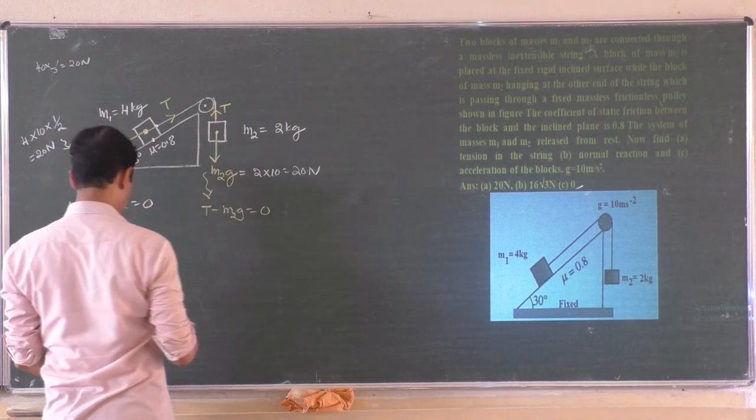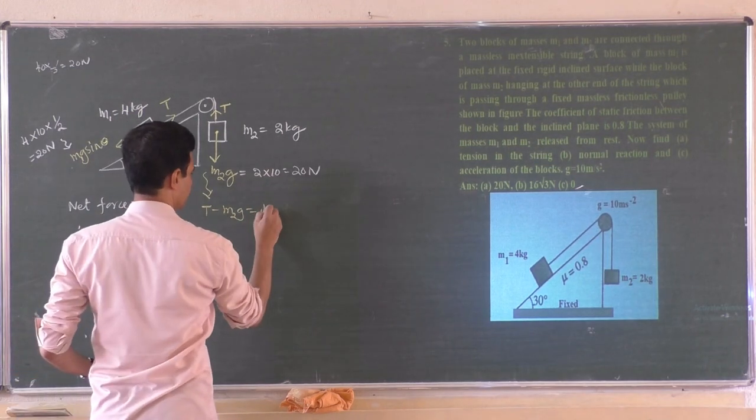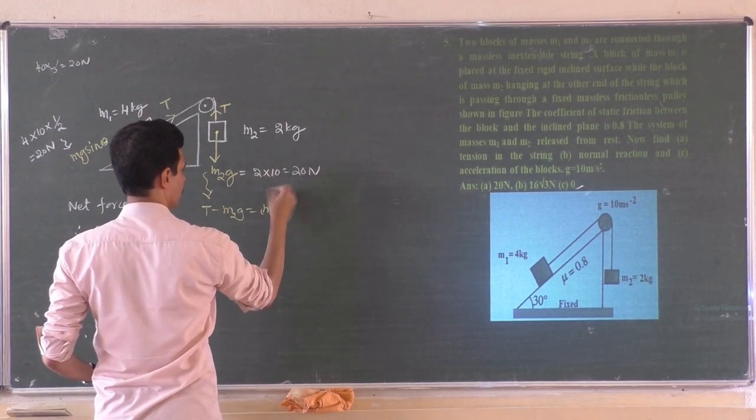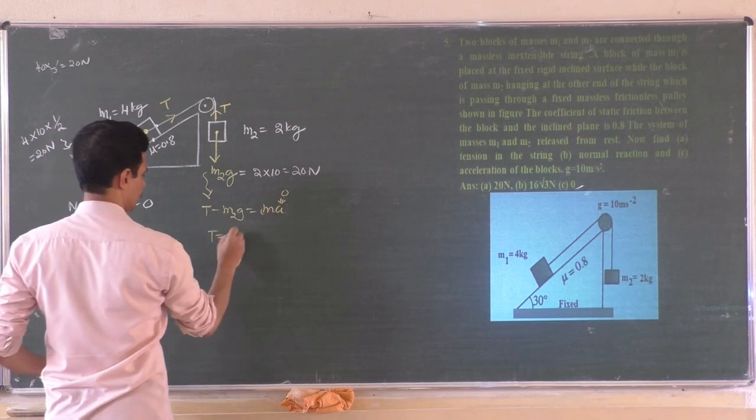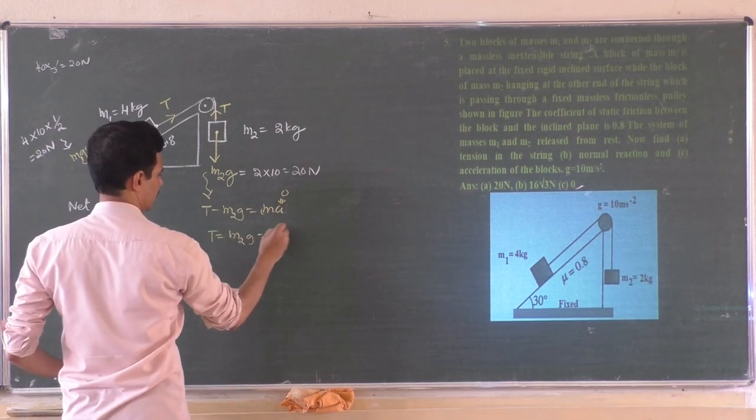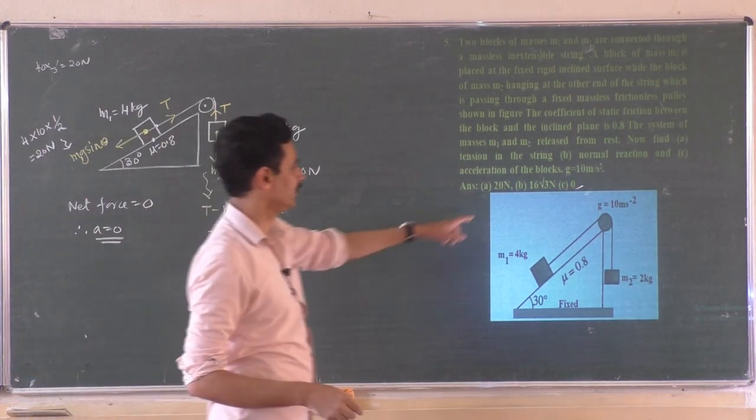The net force must be equal to 0. No acceleration, because F is ma, a is 0, so T is equal to m2 g, that is equal to 20 newton. So the tension in the cord is 20 newton.